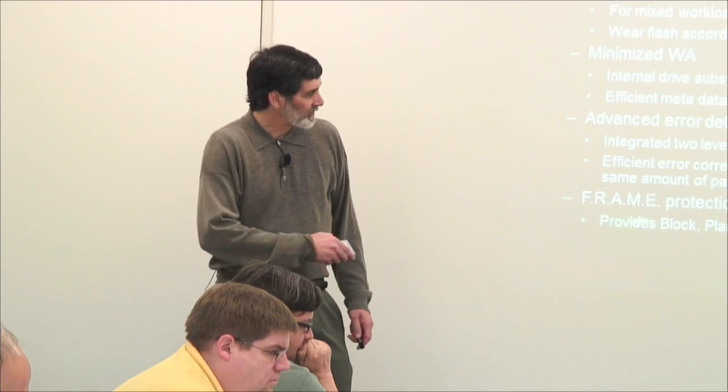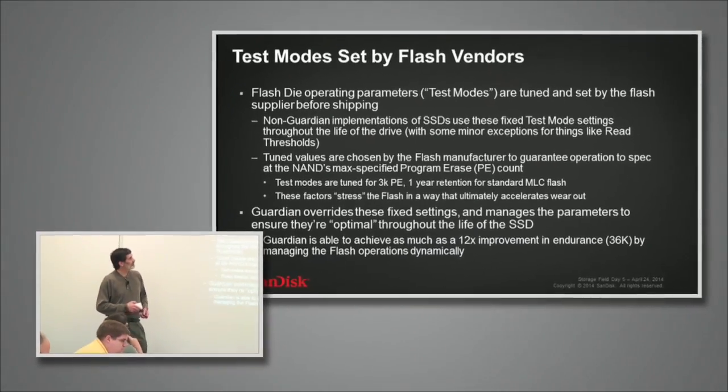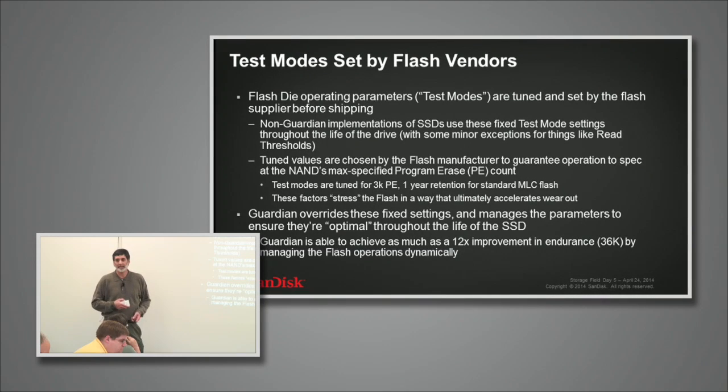I've already talked about frame a bunch, so I won't talk about it again. This slide maybe should have been a few slides earlier, now that I'm looking at it. I mentioned this before: the flash die operating parameters, which are called test modes, are tuned and selected at the time the flash is manufactured by the flash manufacturer. Can you dive a little into what you mean by test modes? Is that program times, erase voltages, that kind of thing?